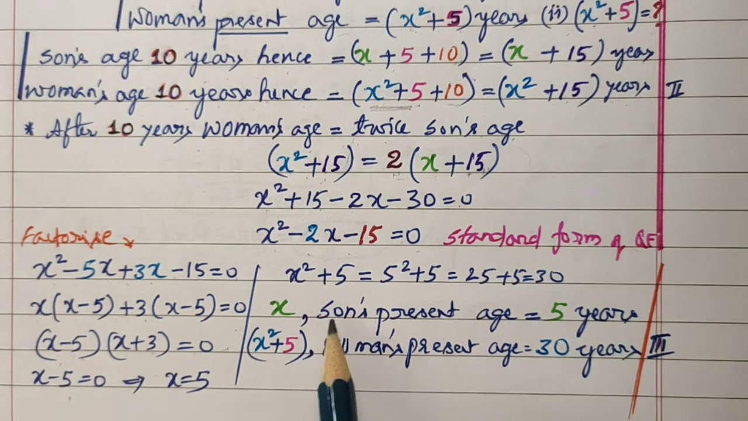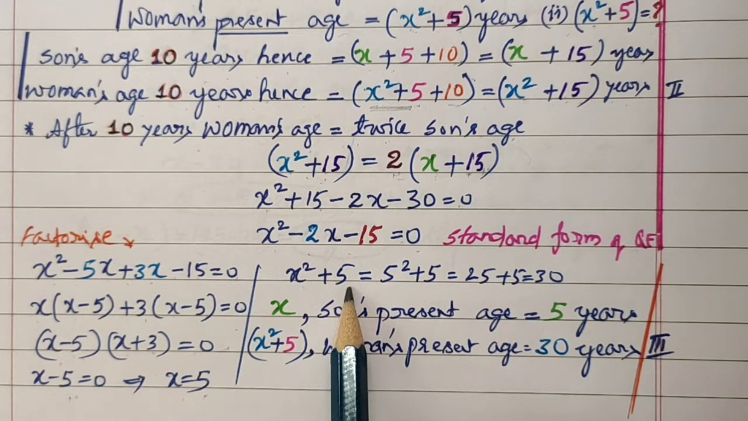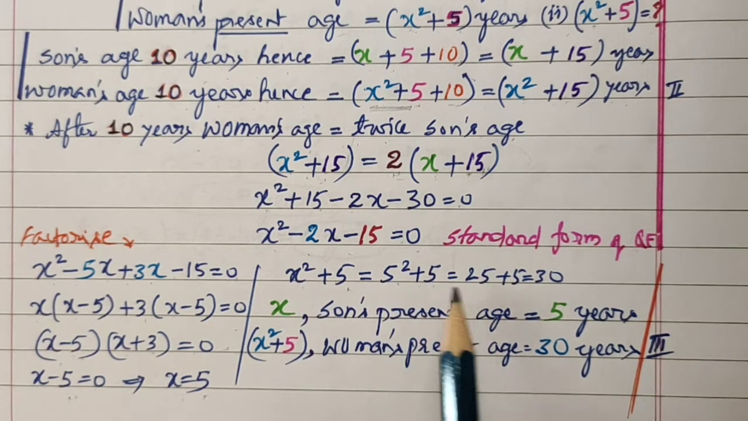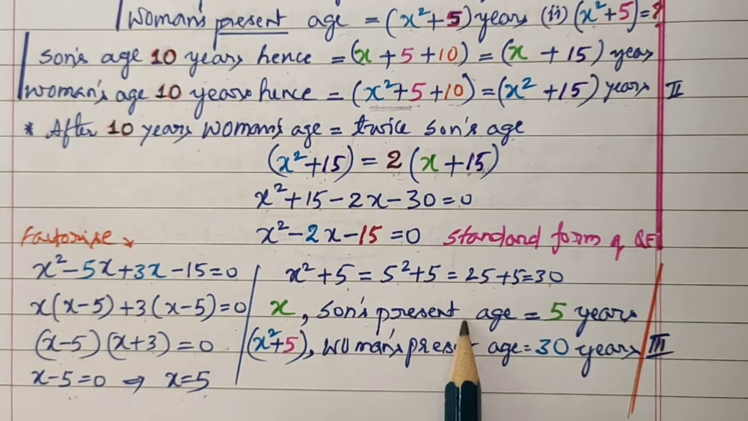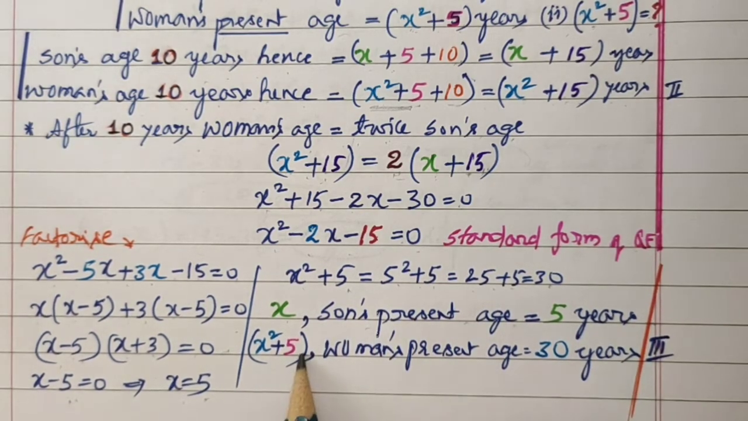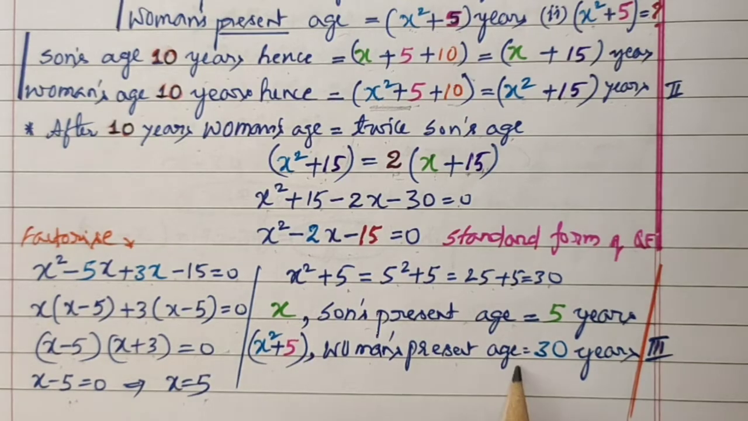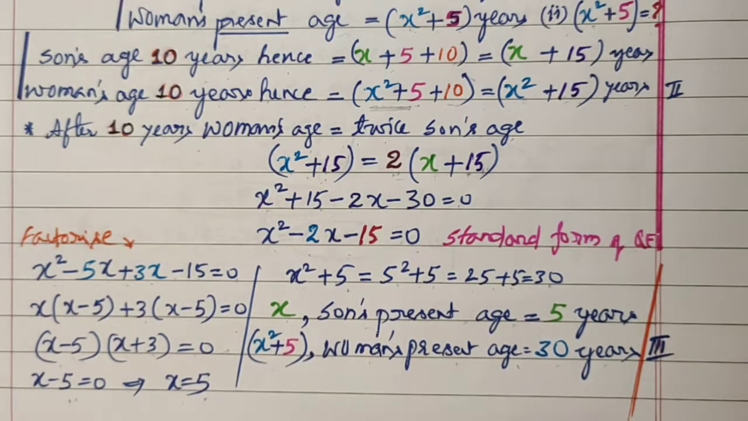Therefore, x square plus x is 5. This is the son's age, x is equal to 5. This is the son's age 5 years ago. Then x square plus 5 is the present age of the woman. x square is 5 square plus 5, that is 25 plus 5 is equal to 30. The son's present age is 5 years. The woman's present age is 30 years.